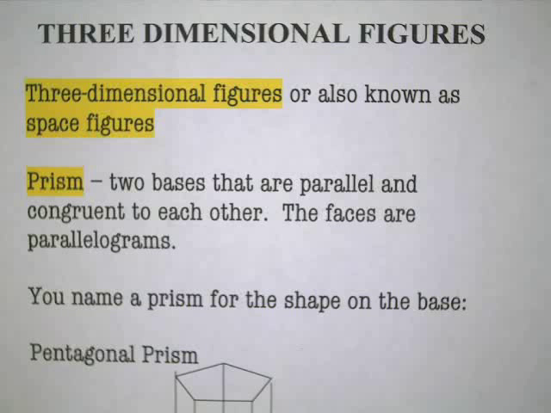Three-dimensional figures are also sometimes known as space figures. So if you see the word three-dimensional figure or the word space figure, you know you're doing the same thing. The first one we're going to talk about is a prism. A prism has two bases that are parallel and congruent to each other.